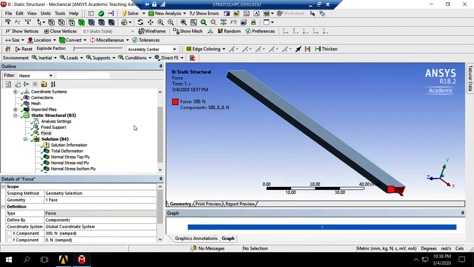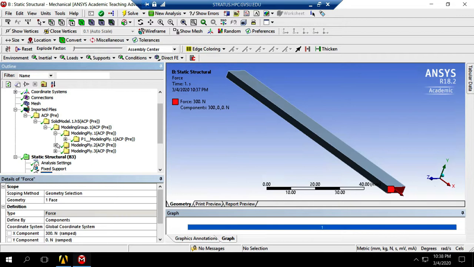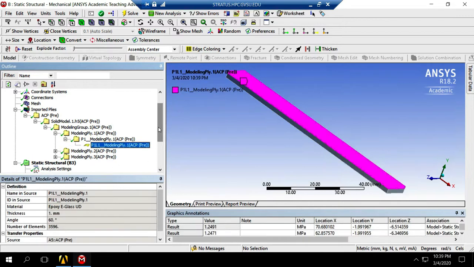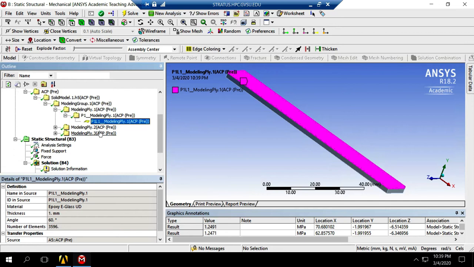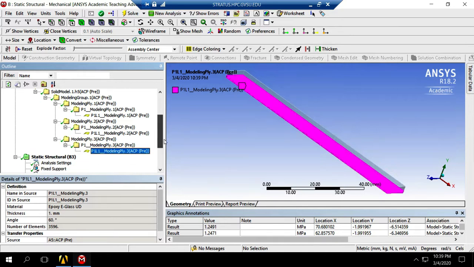Okay, so when we made the composite beam, if you remember, we used plies with certain fiber directions. The top layer was made of glass epoxy. Top layer was 60 degrees, the mid layer was 0 degree, and then the bottom layer was 60 degrees again.